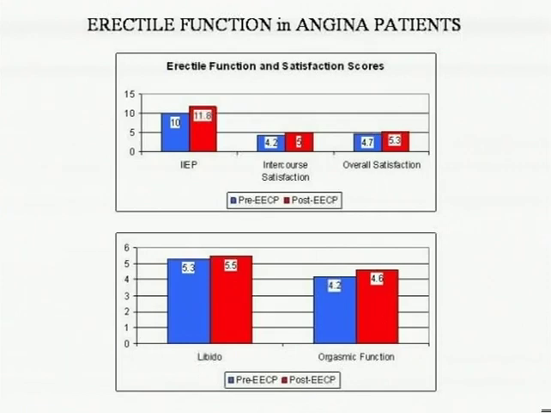Let's look at the effect of ECP on erectile function and sexual function in coronary patients. The IIEF score improved from 10 to 12. Satisfaction with intercourse improved from 4.2 to 5 on this scale. Overall satisfaction with life improved because your heart's better, your love life's better, life is better. Libido didn't change, but libido is related to testosterone, not nitric oxide. You would not expect that. Orgasmic function improved from 4.2 to 4.6.